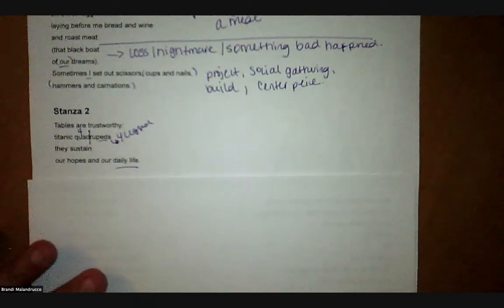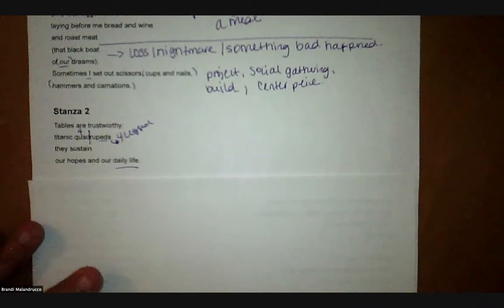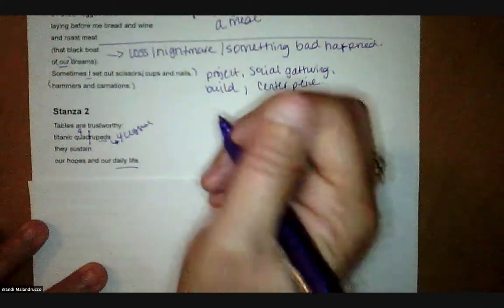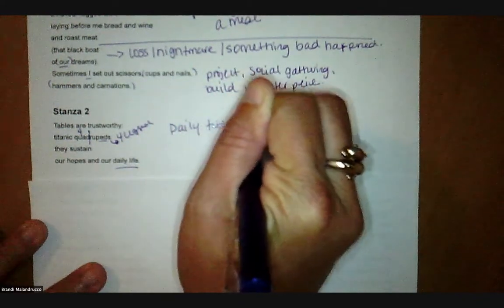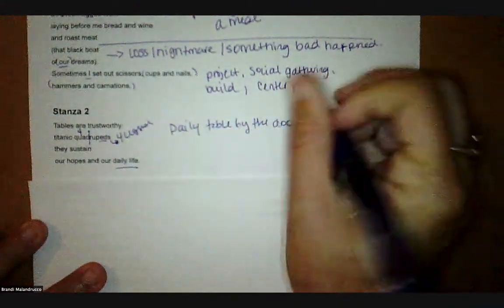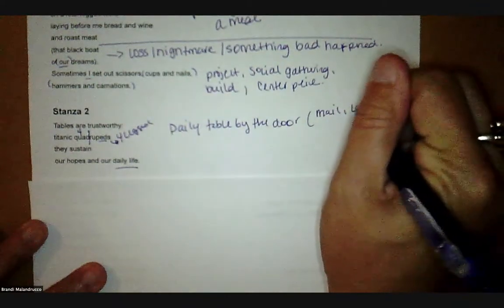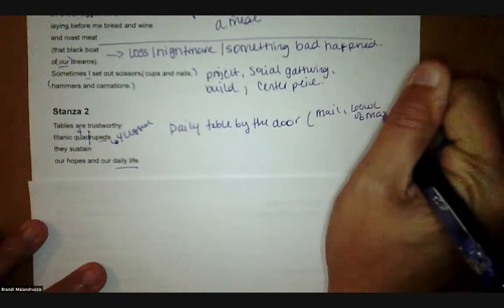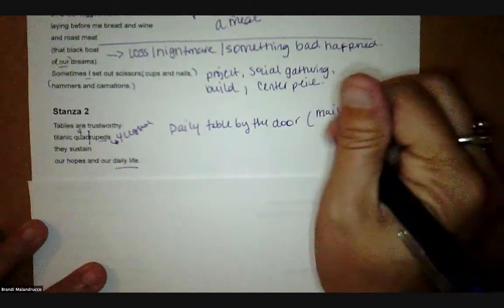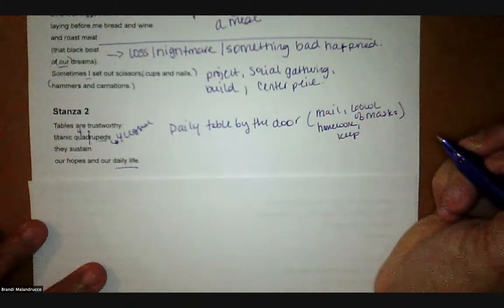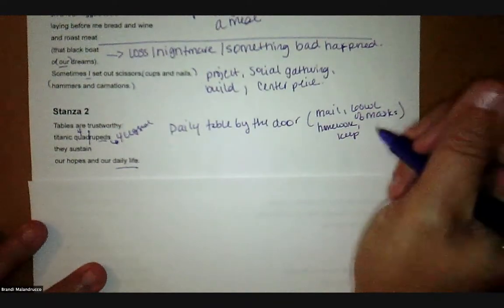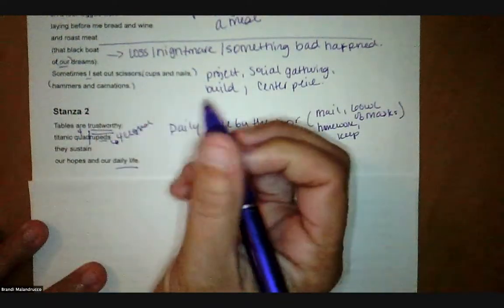So what do we think when we see this? We almost trust, we use tables almost subconsciously without even realizing we're using them or taking them for granted. They sustain us in our daily life. So I think of my daily table by the door that holds my mail. It holds a bowl of masks now, which is a little sad. It holds homework, keys, and all kinds of stuff. So anything that I use daily, and they're trustworthy, so there's some personification there.